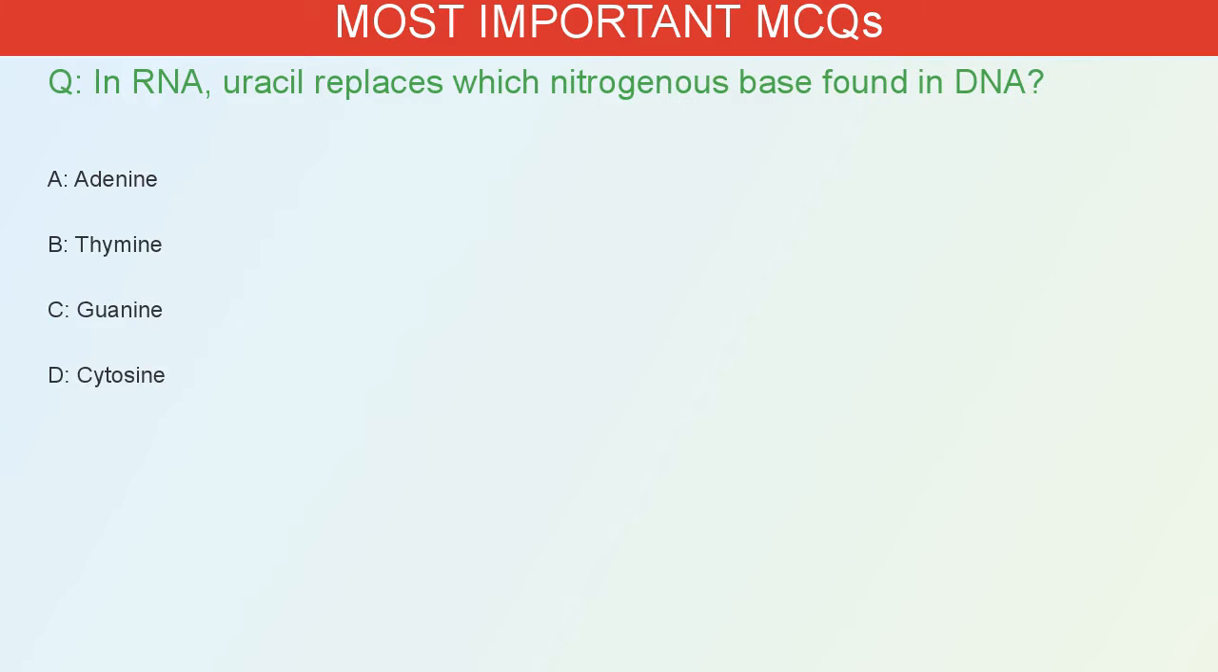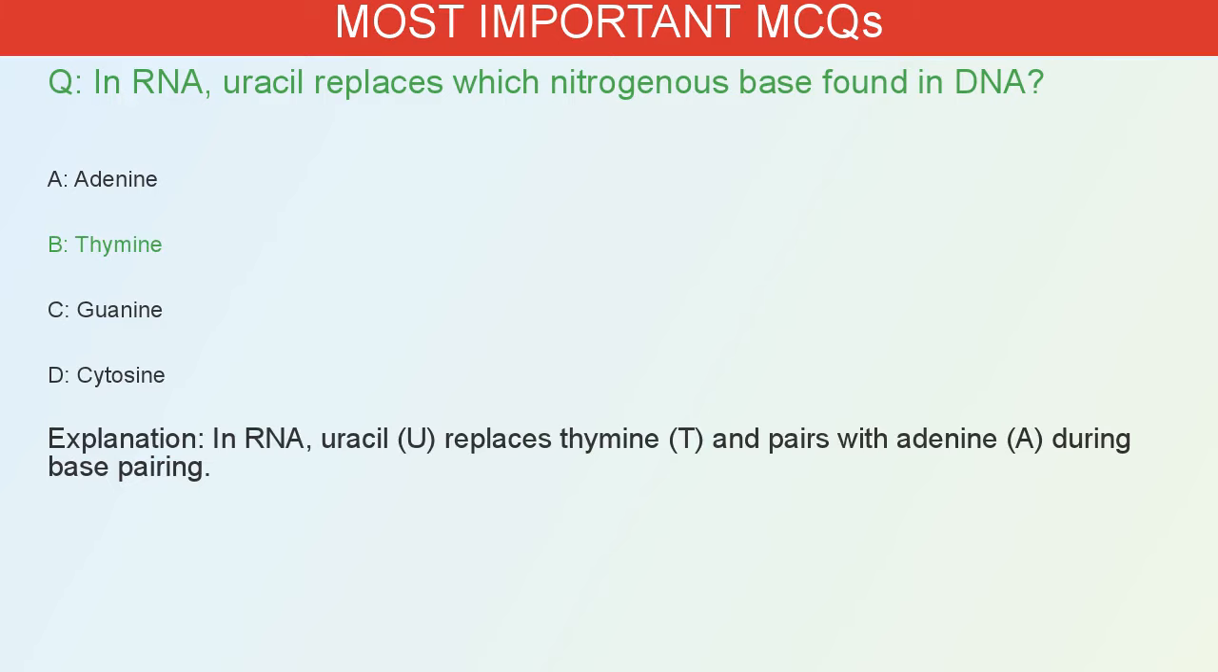In RNA, uracil replaces which nitrogenous base found in DNA? A. Adenine. B. Thymine. C. Guanine. D. Cytosine. The correct answer is B. In RNA, uracil, U, replaces thymine, T, and pairs with adenine, A, during base pairing.